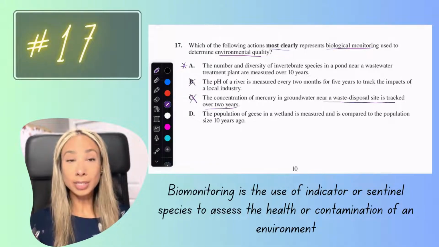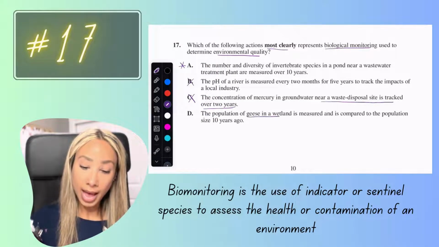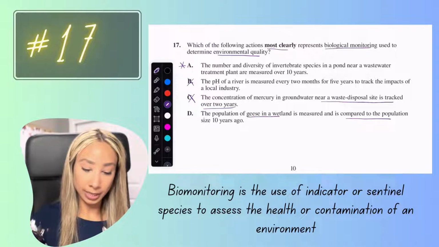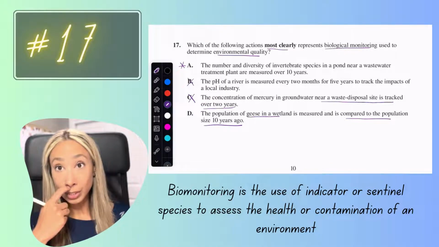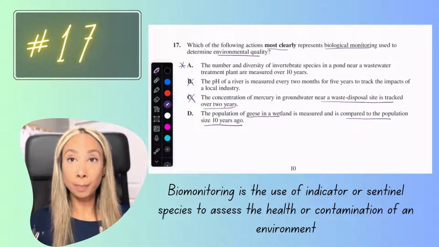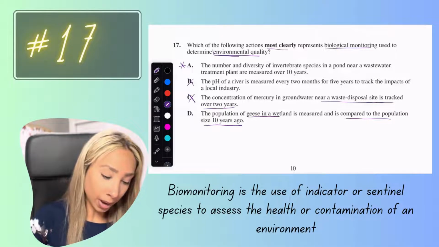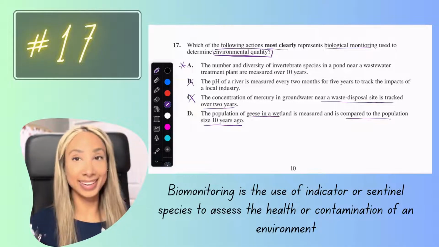And finally, option D, the population of geese in a wetland is measured and is compared to the population size 10 years ago. That one does look like it could be a good one. The only thing with this is it's just looking at population size. It's not actually indicating if that's going to impact the environment quality. So our answer for this one is going to be A.